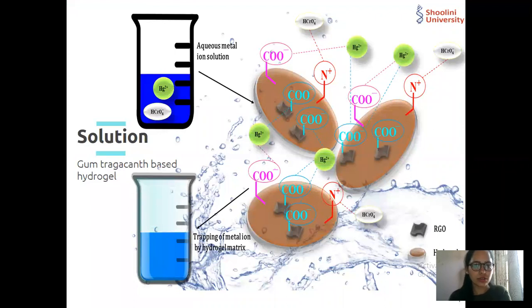Now, what's the solution? The solution includes the synthesis of gum tragacanth based hydrogel for the adsorption of mercury and chromium ions.